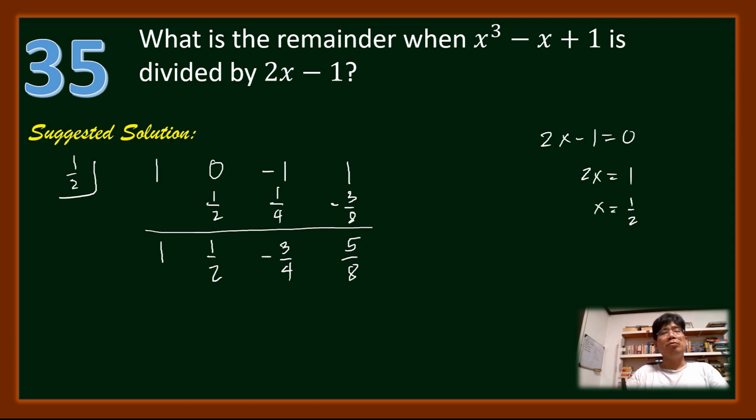In synthetic division, where the divisor is linear, the last sum is for the remainder. Hence, the remainder when x cubed minus x plus 1 is divided by 2x minus 1 is 5/8.